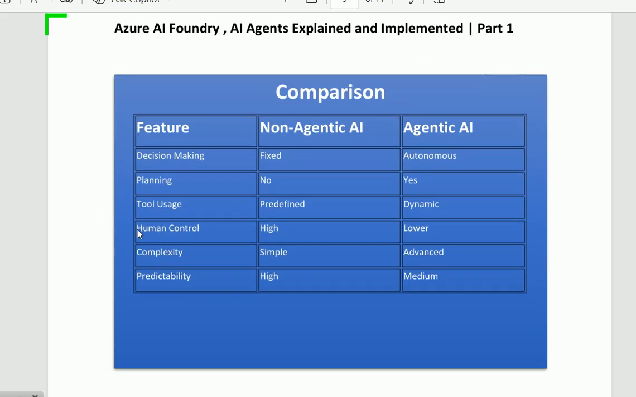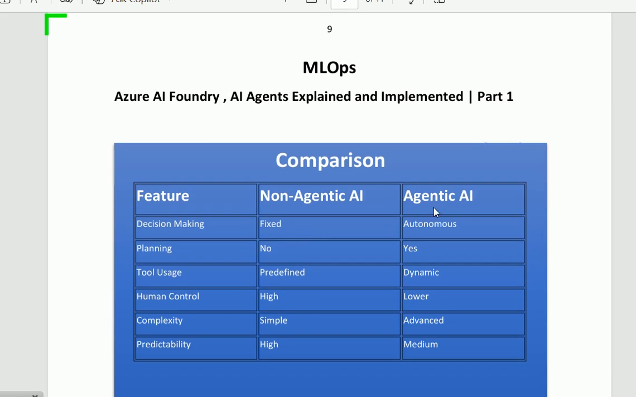The next one is the complexity. In case of non-agentic, it is simple. But in case of agentic AI, it is very advanced because we train the data, we write the algorithm and other things. The last one is predictability. Predictability in case of non-agentic workflow is high, but in case of agentic AI there is a medium. So this is the main difference between the non-agentic workflow and the agentic workflow by explaining the different features of both workflows.